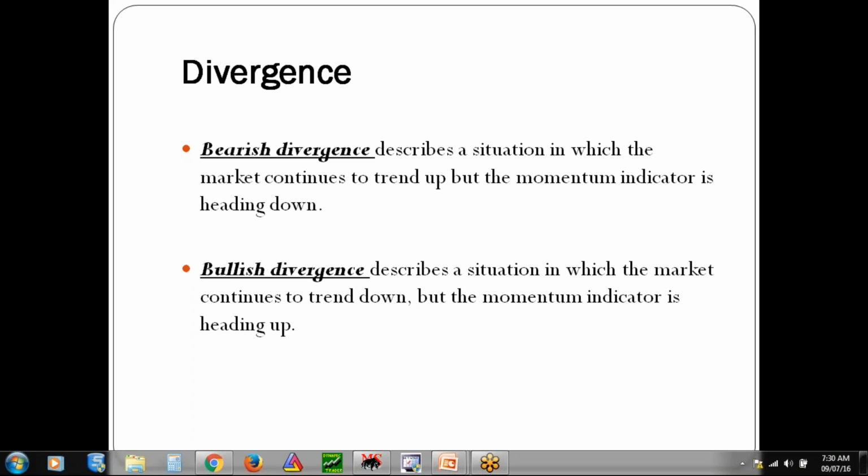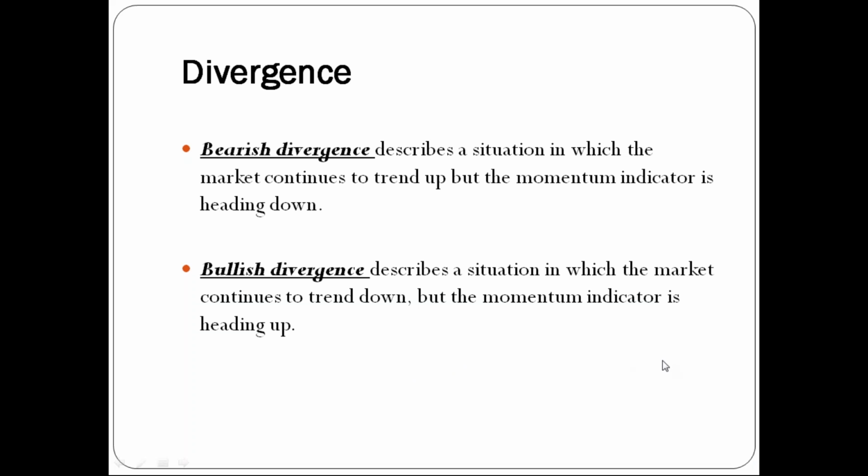And in the same way, bullish divergence describes a situation in which the market continues to trend down but the momentum indicator is heading up. This means that the market is falling and the momentum indicator is rising. The market is making a lower low and the momentum indicator is making a higher low.